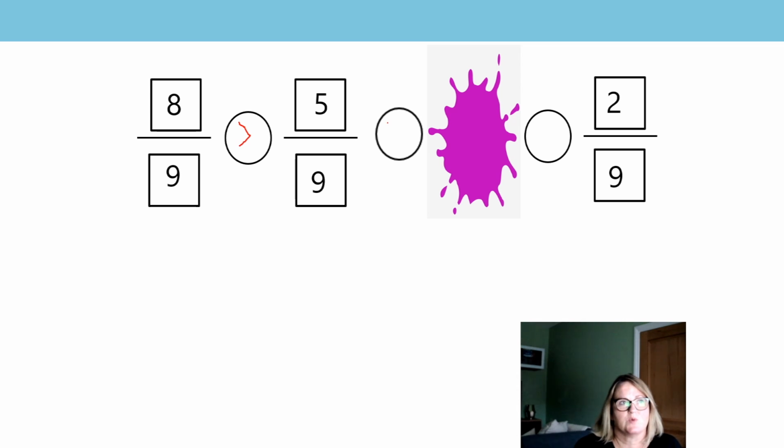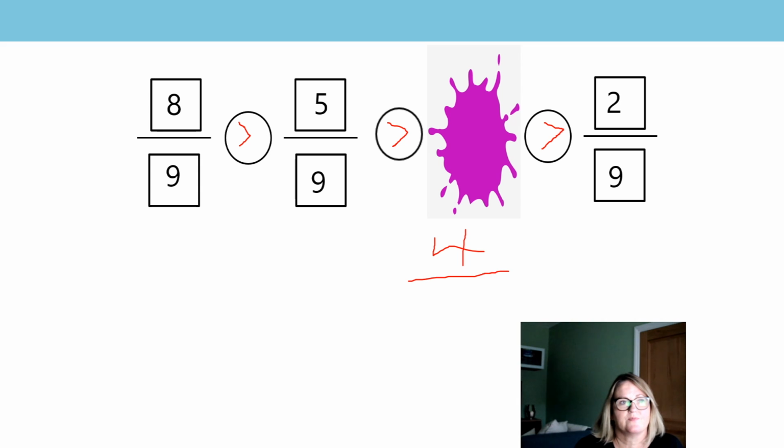So 5/9 will be greater than this one, and this one will be greater than 2/9. So what could this fraction be? Just pause the video and write down what fraction you think that could be. Okay, are you back? What did you decide? So 5/9 is greater than this fraction. So it could be 4/9.